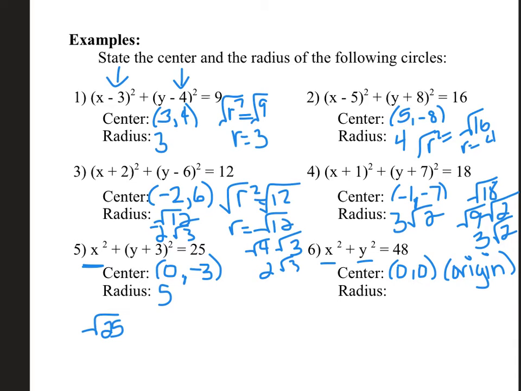Okay, and then the radius is the square root of 48. So the square root of 48, break it down. I think it's 16 and 3. So the perfect square, remember 16 has to be a perfect square. So the square root of 16 is 4. I'm running out of space here. Sorry. So the radius is 4 radical 3. Okay, that's that.